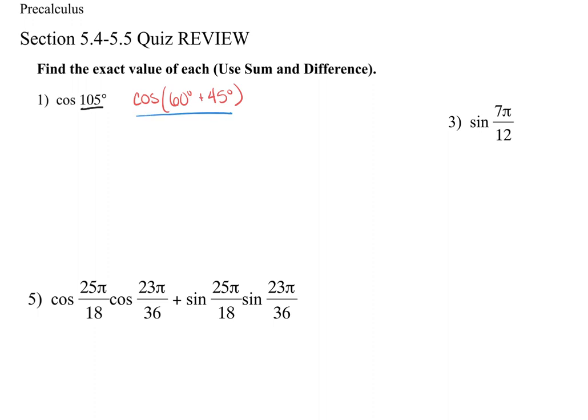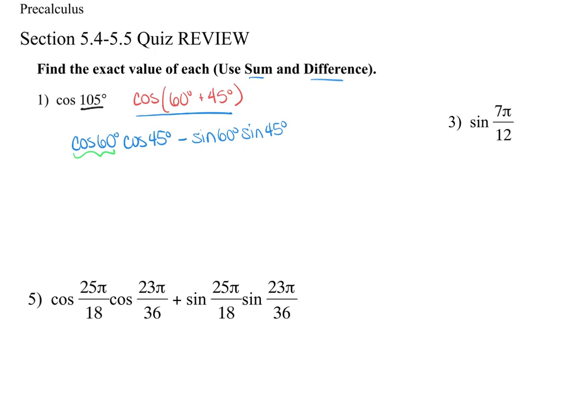Once you've set up your two angles, you need to use the sum or difference identity to solve for it. So this first one, I would say the cosine of 60 times the cosine of 45 minus, remember it is opposite for cosine, sine of 60, sine of 45 degrees. And then you're just going to plug in what those values are.